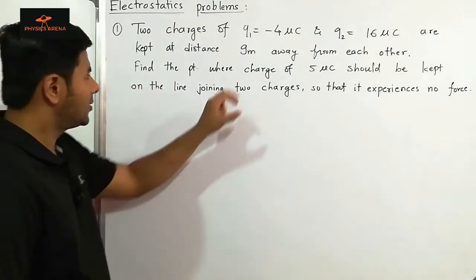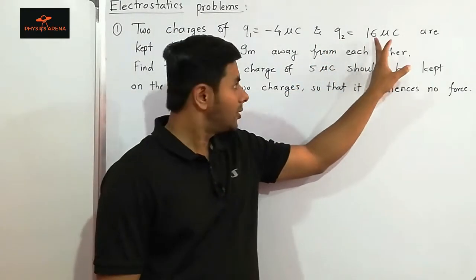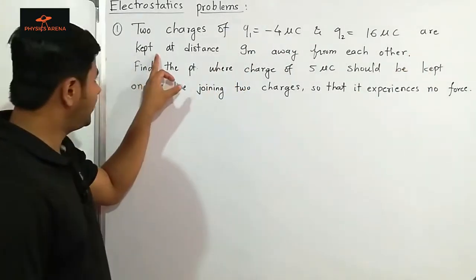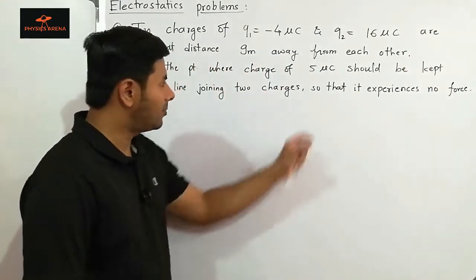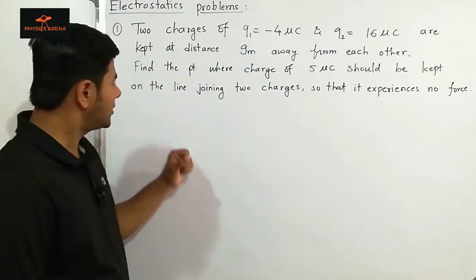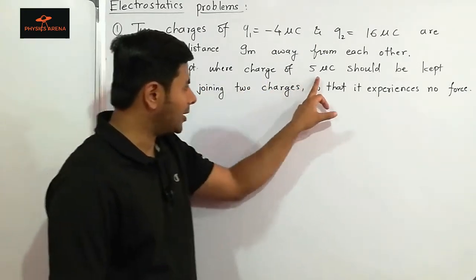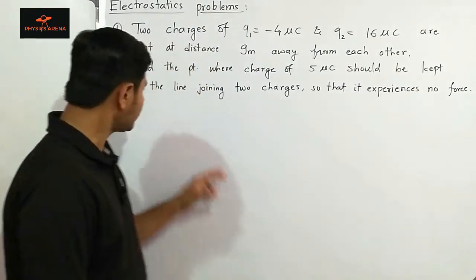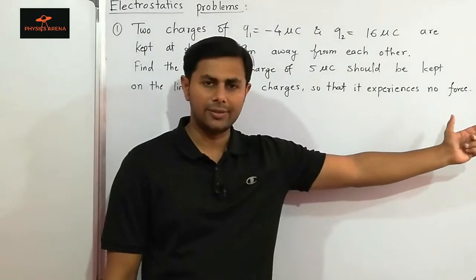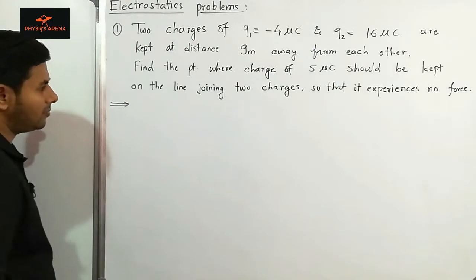Two charges Q1 equals to minus 4 microcoulomb and Q2 equals to 16 microcoulomb, it's microcoulomb, are kept at a distance 9 meter away from each other. So there are two charges kept at some distance away from each other. Find the point where a charge of 5 microcoulomb should be kept on the line joining the two charges so that it experiences no force. Okay, so this is the statement of the problem.